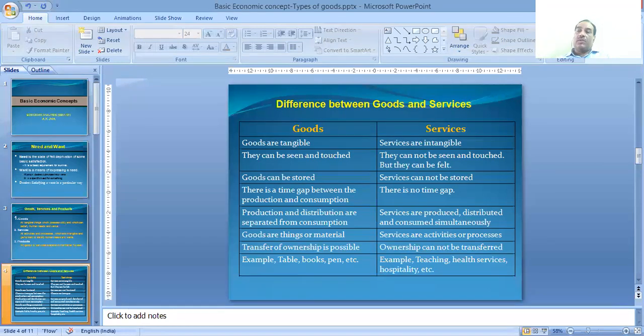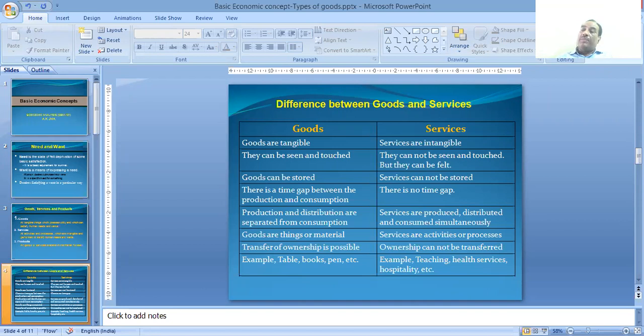So a little correction while explaining the previous slide: I told you that tangible things can be felt. Yeah, tangible things can also be felt. Intangible things can also be felt.